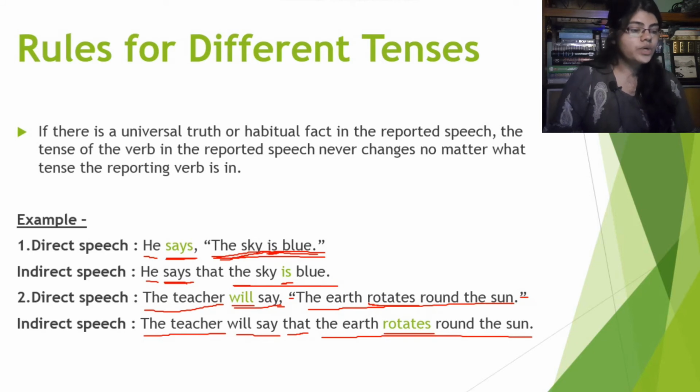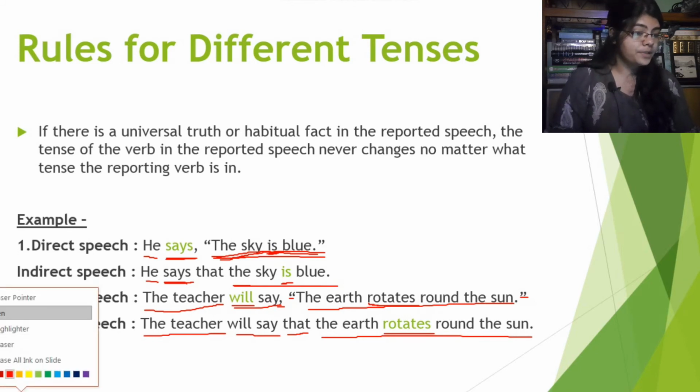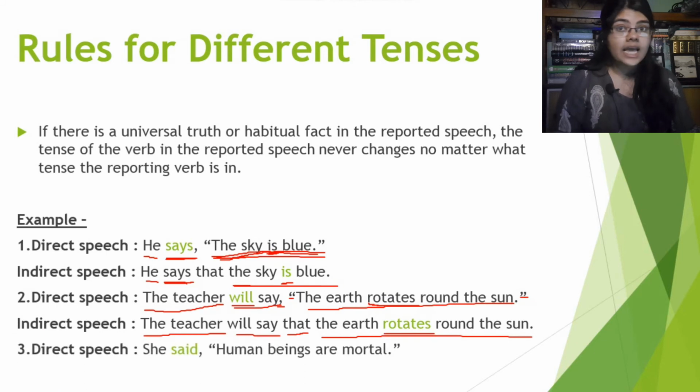Now in these two examples we can see that the reporting verb is already in present tense and future tense. So you might say that the verb of the reported speech will not be changed no matter what. But now the example is, she said human beings are mortal. Here we can see that the reporting verb is in past tense. So what happens if a reporting verb is in past tense? We already knew that the verb of the reported speech changes into past tense as well, according to the previous rule.